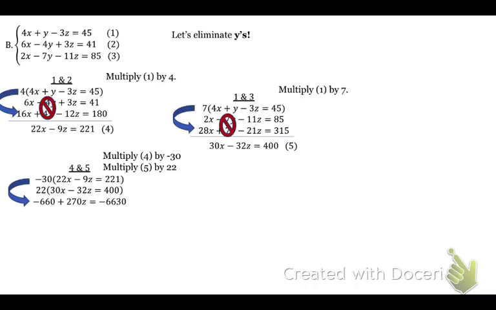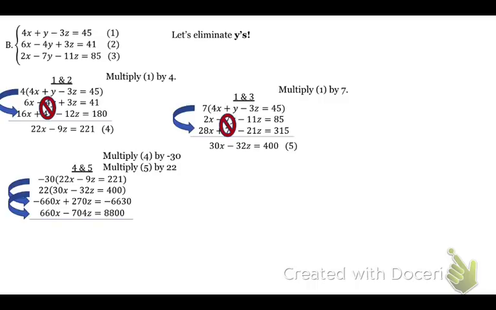When I multiply that by negative 30, I get negative 660x, there should be an x right there, plus 270z equals negative 6,630. That x is going to go away. Then the next one will be 660x minus 704z equals 8,800, and that's it.